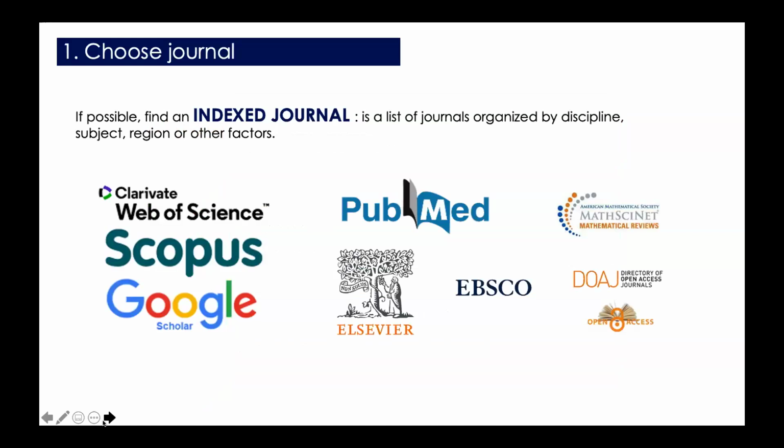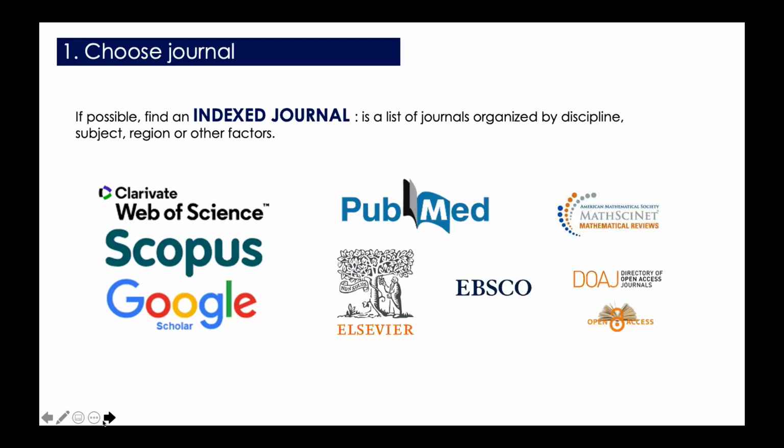I think most of you are really familiar with this, and maybe we have been exposed to index journals. So what is an index journal? An index journal is a list of journals organized by discipline, subject, region, or other factors.